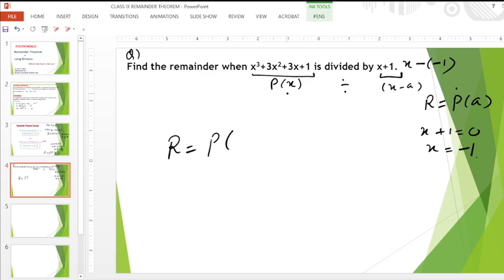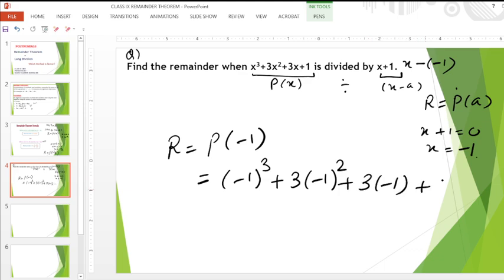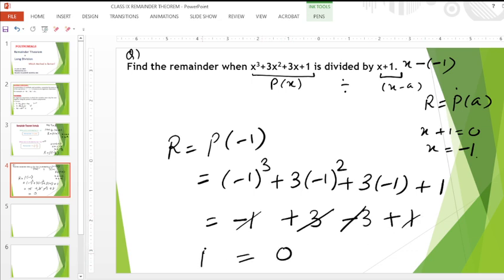That is p, instead of x I am writing -1, and this is equal to, substituting in this, (-1) cube plus 3 of (-1) square plus 3 of (-1) plus 1. So you know that negative to the odd number of times it's multiplying, so that is -1 only, plus 3 into 1, 3, minus 3, plus 1. Easily you can solve by any way, and these will cancel, you get 0, right? So remainder is 0.